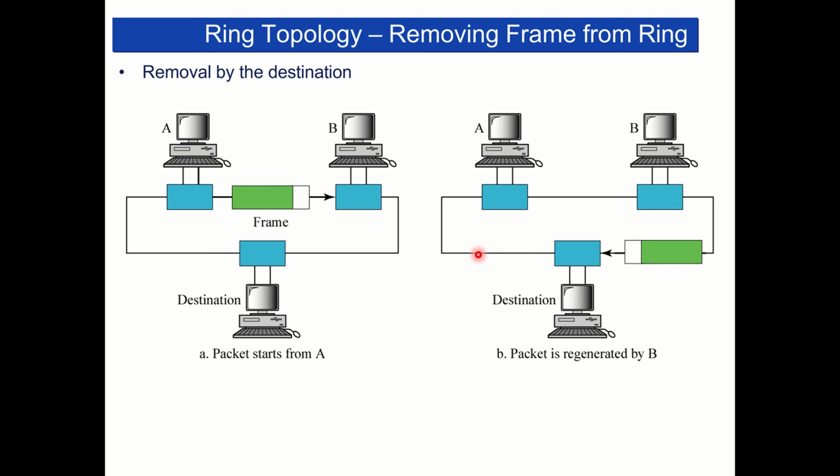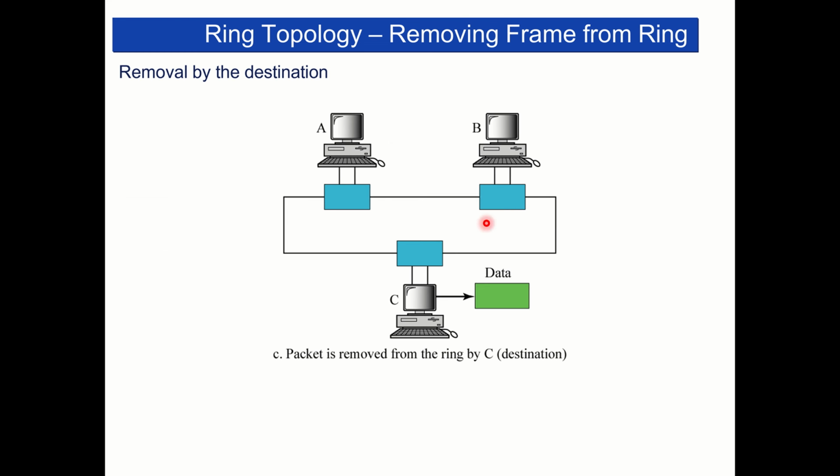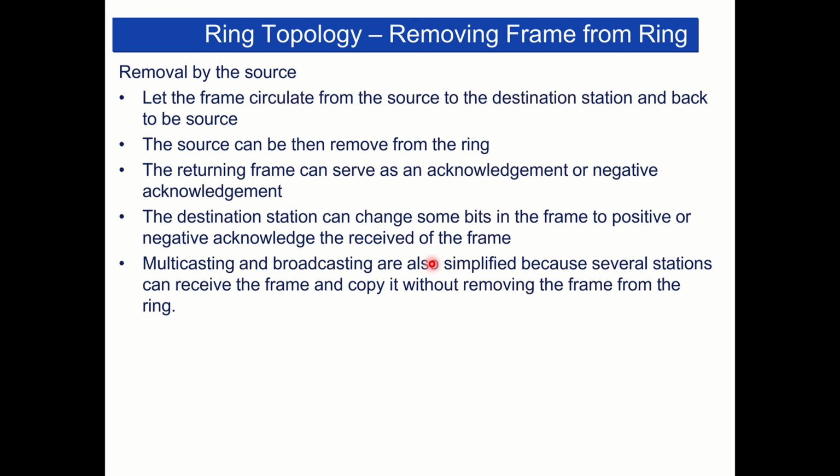This is a removal by destination example. Say a frame is sent from A, and the destination is here, assuming that it is C. When the frame passes through B, the signal will be regenerated and will go to C. Then when C has copied the data portion of the frame, the frame will be removed by C. That's how removal by the destination happens.